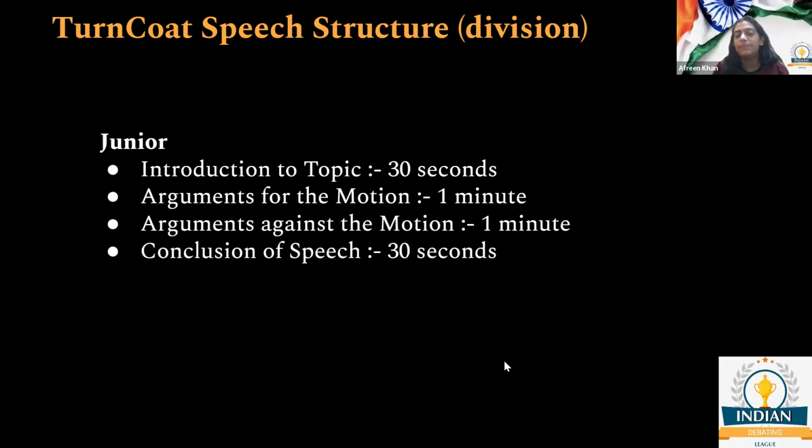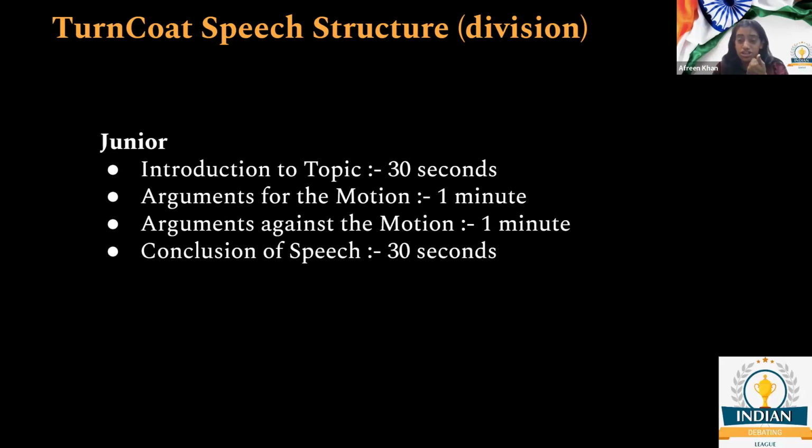So everybody knows by now, you're supposed to introduce, give arguments for the motion, give arguments against the motion, and then give a conclusion. Again, a transition exists in the middle. The transition isn't supposed to be that long either. It probably cuts into some part of your for the motion and against the motion, so you can balance that out. But the transition shouldn't exceed 10 seconds to begin with.